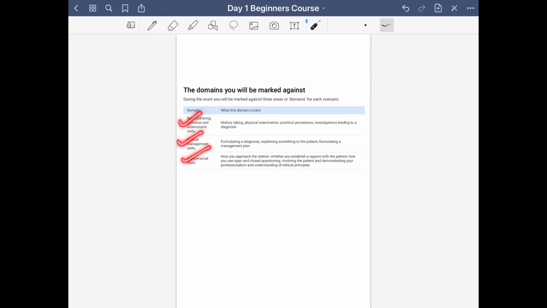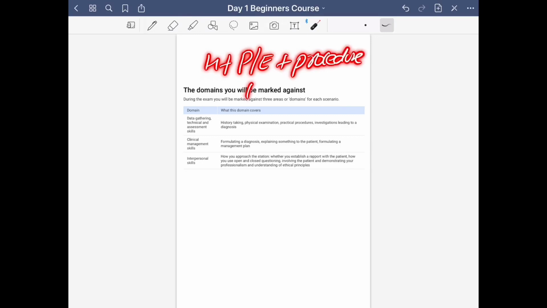As you know, there are 3 domains, and this is the screenshot taken from GMC. So these 3 domains are data gathering, technical and assessment skills, clinical management skills, and interpersonal skills. In data gathering, many people think that it's only history taking that comes under data gathering, but no, that is not in fact the truth. Apart from history taking, there is physical examination, practical procedure, and investigations, all leading to the diagnosis. So history taking, proper physical examination, demonstrating any procedure nicely, and then verbalizing the proper investigations to lead to the diagnosis all come under data gathering, technical and assessment skills.